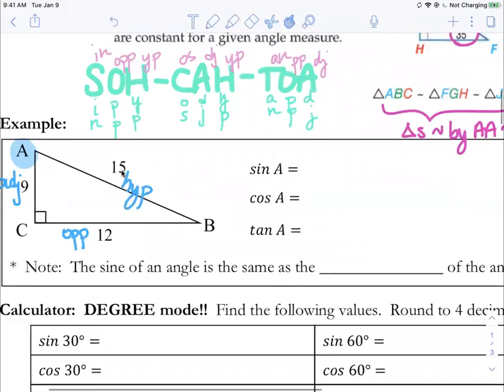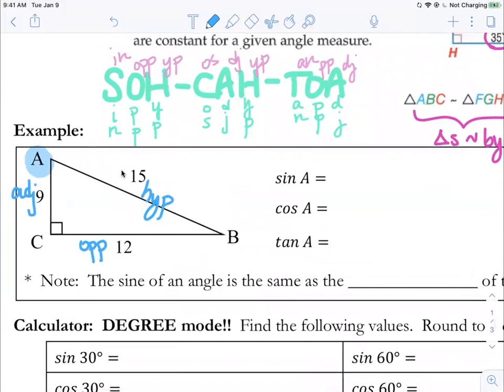Okay, so the sine of angle A. Sine is defined to be opposite over hypotenuse. In relation to angle A, opposite is 12, hypotenuse is 15. We can take a 3 out of both of those, 4/5. Okay, cosine of A. Cosine is adjacent over hypotenuse.